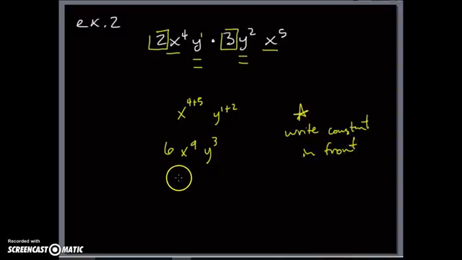Now if I'm putting this into Schoology, I would have 6 x to the 9th power times y to the 3rd power. That would be my Schoology answer. Example number 3.